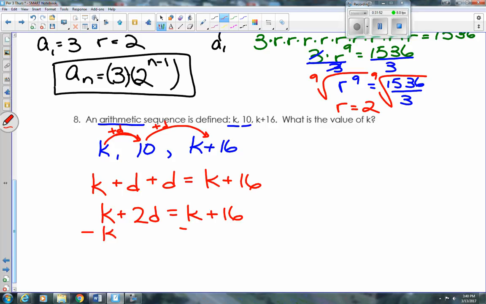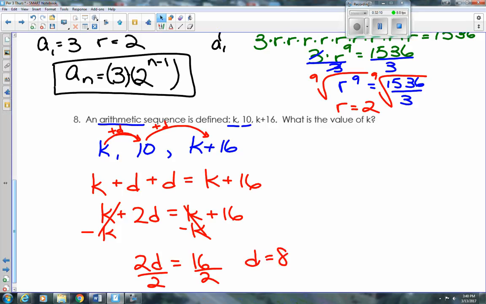If I subtract K's from both sides, they will cancel out on both sides, and I get 2D equals 16. Helps me get my D value. Just divide both sides by 2, and we know D is equal to 8. All right, so that means I can substitute in an 8 for that D that I'm adding. So I'm just going to write that up here. I'm going to add 8, so I'm going to add 8 again. So this is plus 8, plus 8.